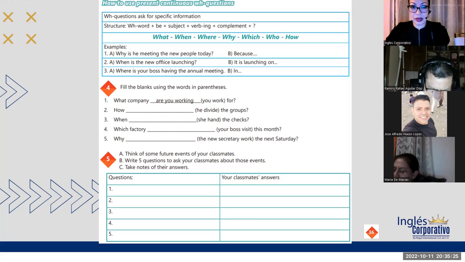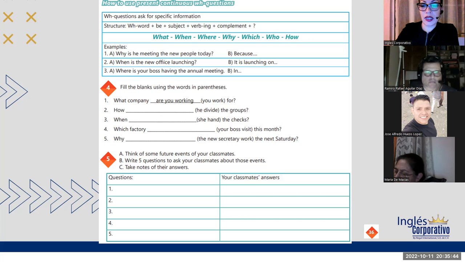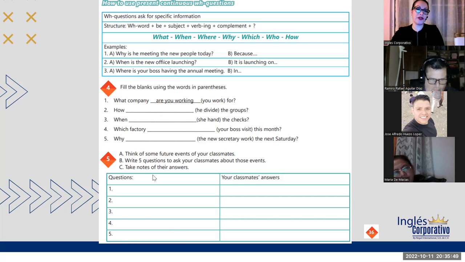At number five, volunteer. Why is the new secretary working the next Sunday? Saturday. Yes. Excellent. Why is the new secretary working the next Saturday? Good. Great job. Thank you so much. So it says, and the number five is to think of some future events of your classmates and write five questions about it. Pero tenemos un ejercicio similar, un poquito más guiado.